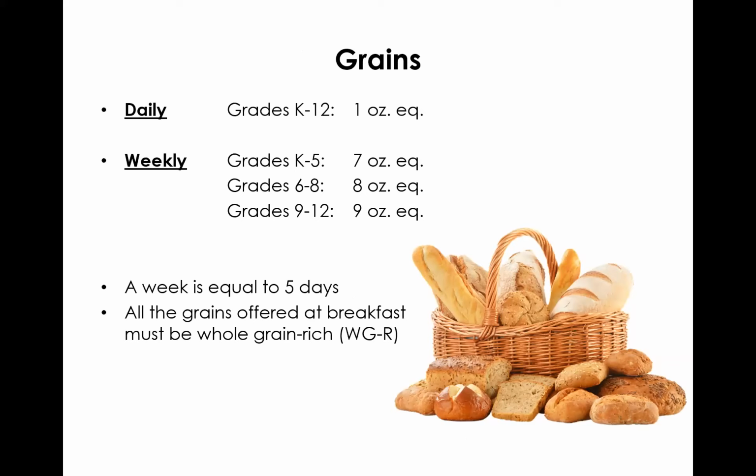Again, when we look at grains, you're required to meet not only a daily, but a weekly minimum for grains, and you can always serve more. So daily requirements for grades K through 12 is 1 ounce. Weekly, grades K through 5 is 7 ounces. Grades 6 through 8 is 8 ounces. Grades 9 through 12 is 9 ounces. And remember, a week is equal to 5 days, like Donna already mentioned, and all grains offered at breakfast must be whole grain rich.